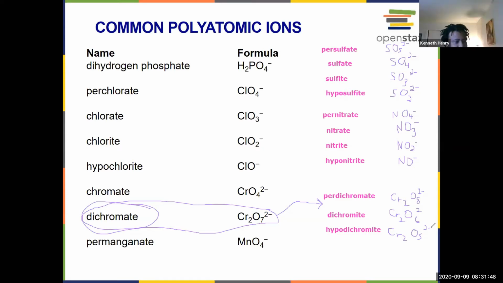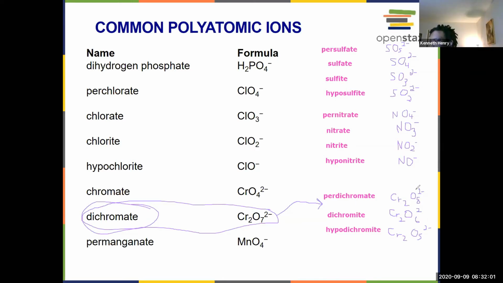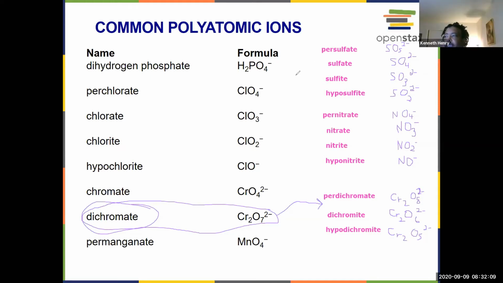Okay. So we're good so far? Simple? Yeah. Yes. For the perdichromate, is that a -1? It is a -2. My handwriting just sucks. Gotcha. Okay, let's go on.